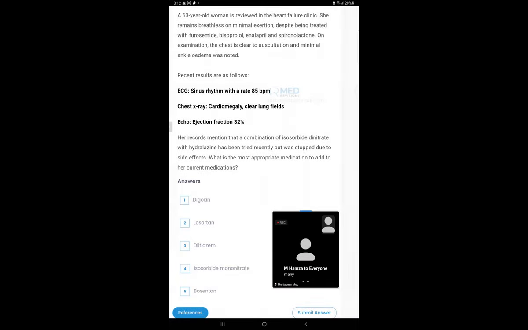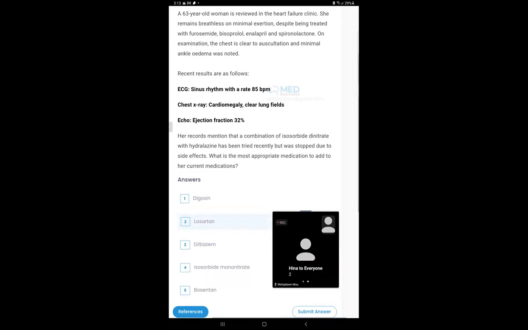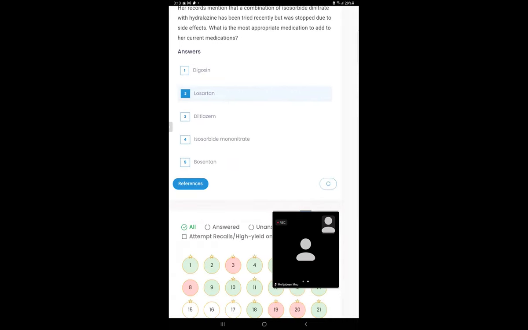Okay, so you guys have seen the question. What do you think we're going to add in this treatment? This is not a spoon-feeding class. You guys have to answer, you have to think and use your heads. Should we add digoxin? Should we add losartan? Because we do not see cough, so we're not going to do that. Do you want to add losartan, diltiazem, isosorbide mononitrate, bosentan? Dr. Hina is consistently relying on the losartan thing. Let's see if that is something that we'd add.